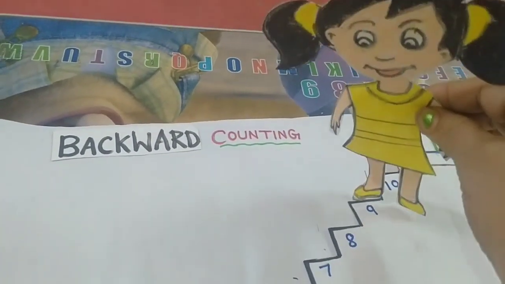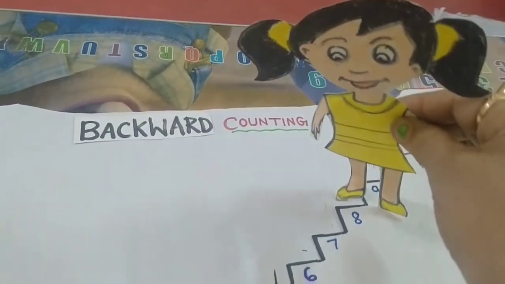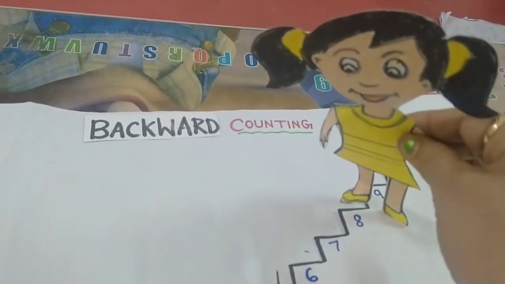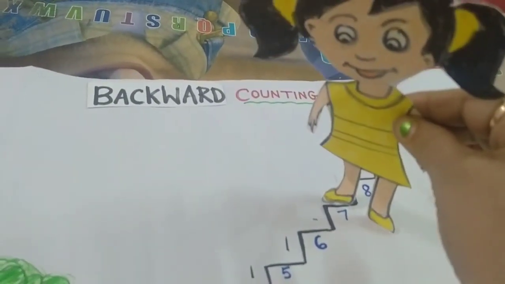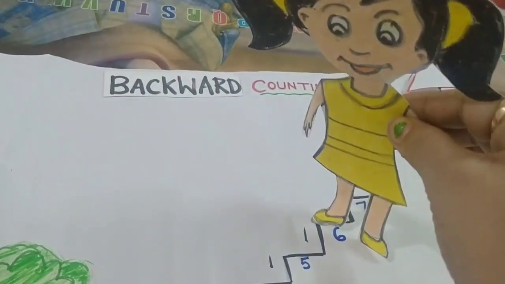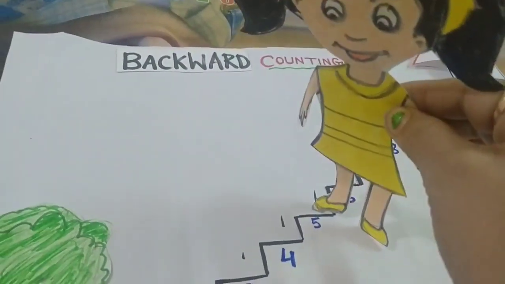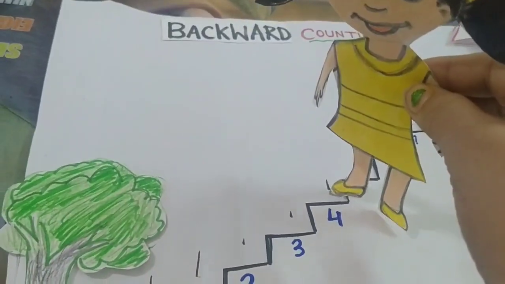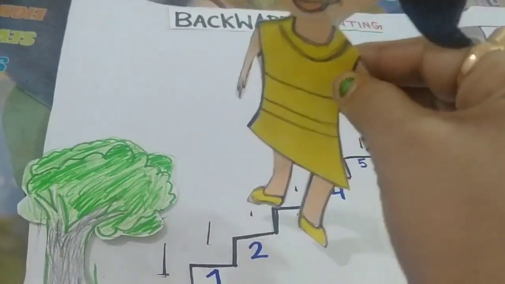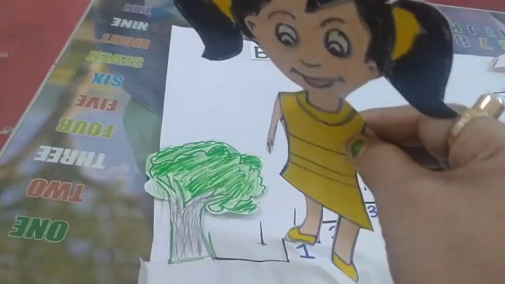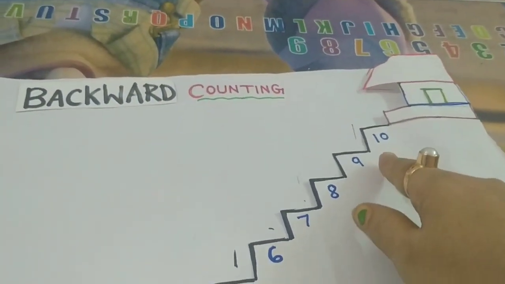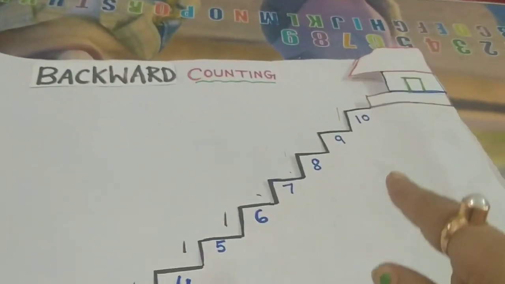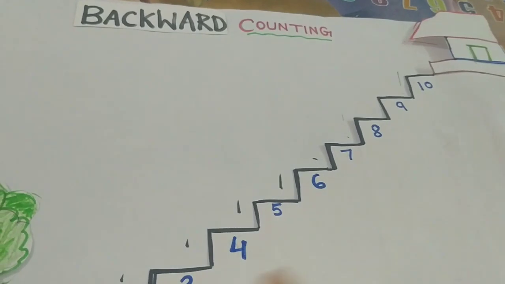So 10, 9, 8. Just see everybody. She is moving back. She is moving back. Okay. Then 7, 6. One step. She is moving back. 5. Then 4, 3, 2, 1. And she reached down. So this is called backward counting. Understood, everybody? I hope you all have enjoyed this activity.